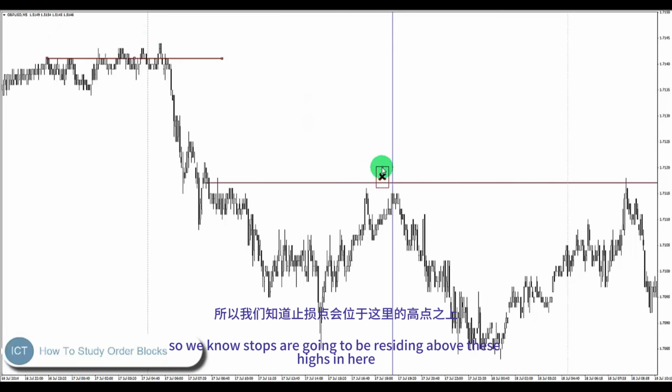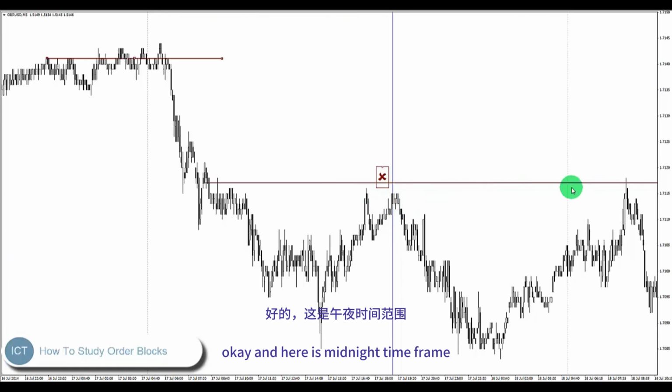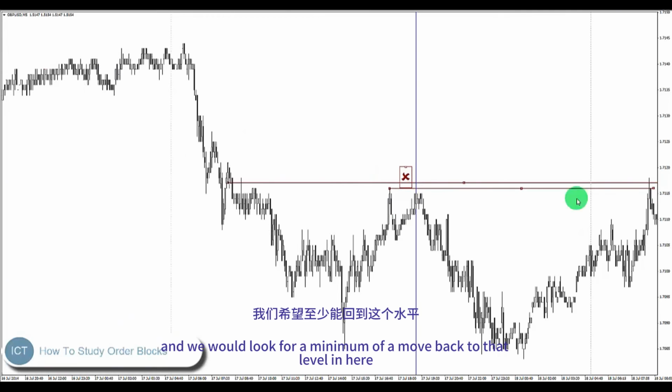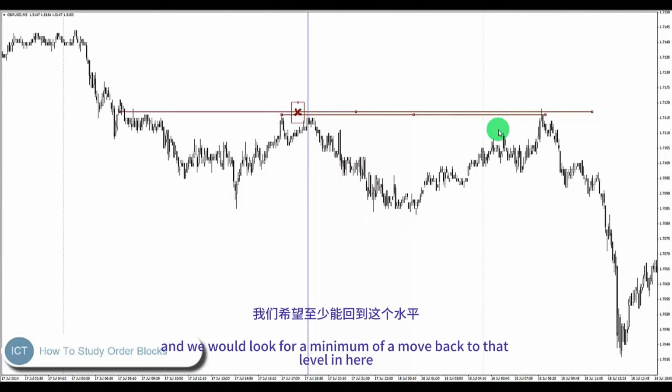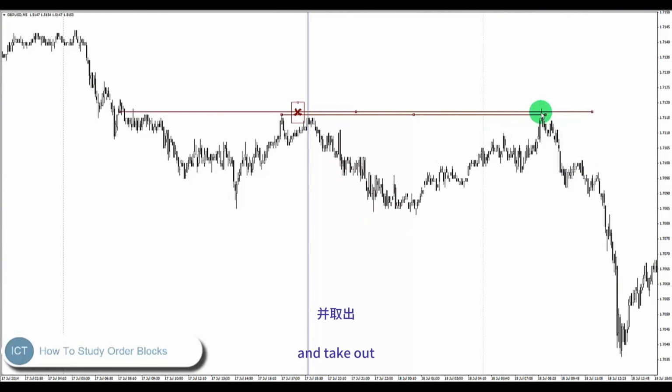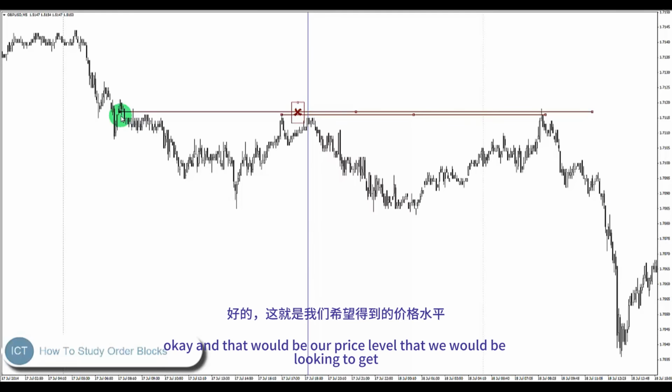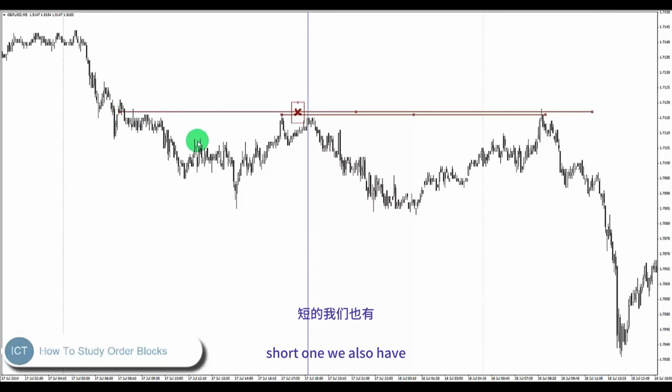So we know stops are going to be residing above these highs in here. And here is midnight time frame, and we would look for a minimum of a move back to that level in here, and take out the low of the bullish order block. I'm sorry, the bullish candle, which makes the bearish order block. And that would be our price level that we would be looking to get short on. We also have this range in here that would be viewed as well.